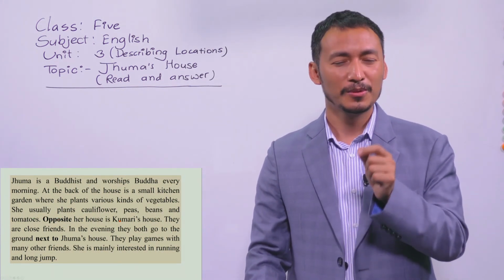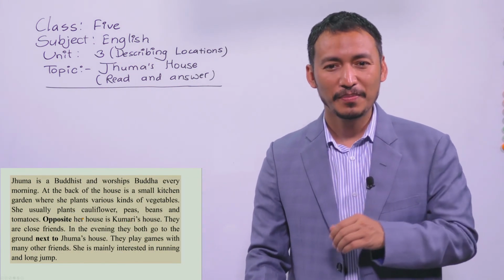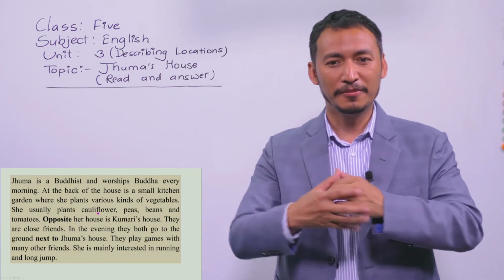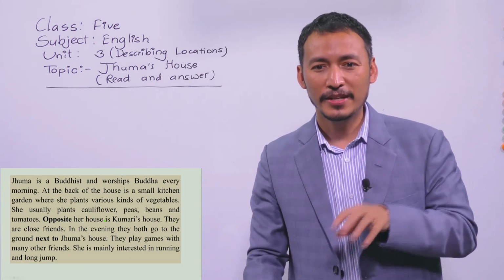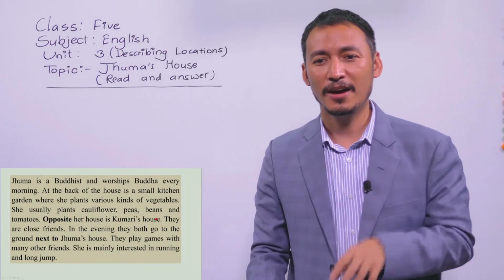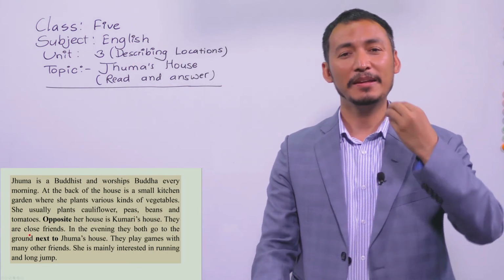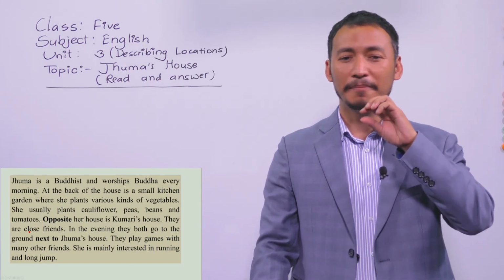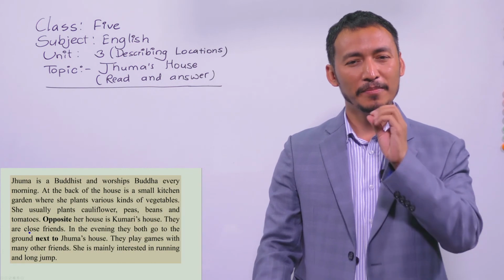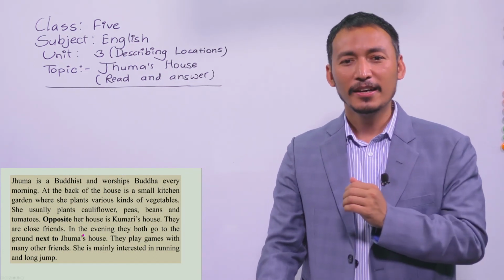Opposite her house, whose house is there? Kumari's house. Yes, opposite means just in front and facing Zuma's house. So there is Kumari's house. Okay, they are close friends. Close friends means they are very best friends. They play together. Close means working or playing together all the time.